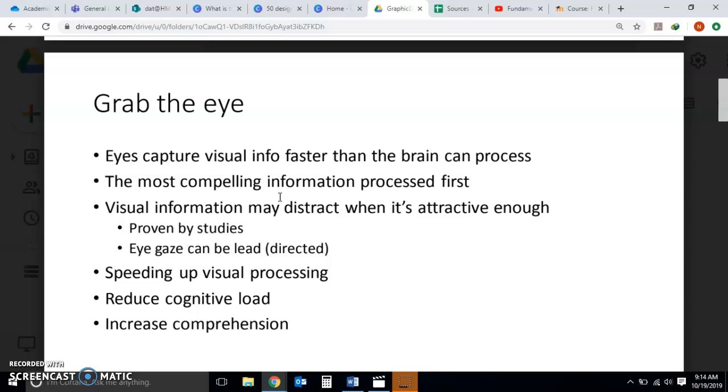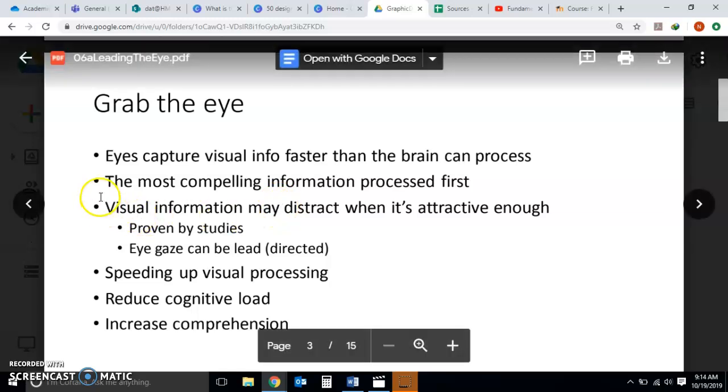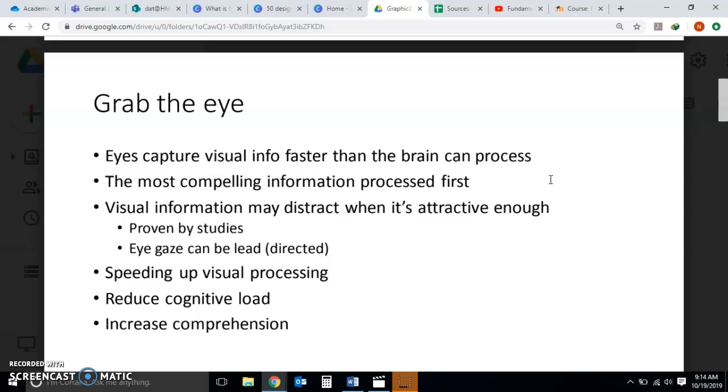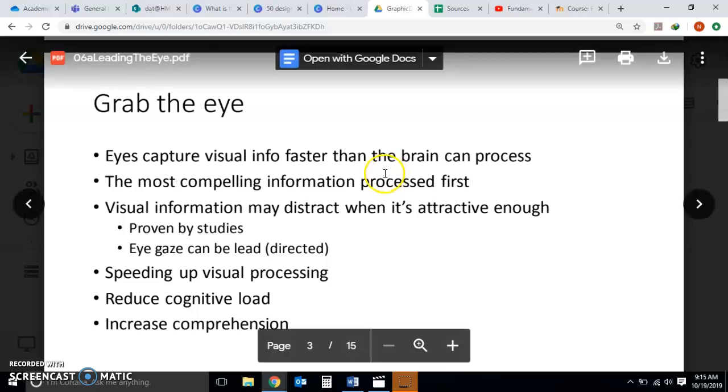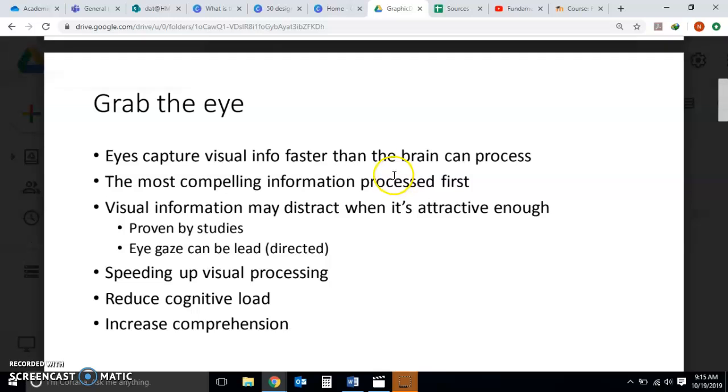So actually the eyes capture visual info faster than the brain can process, right? And the most compelling information will be processed first, meaning the eyes will be led there first. If it's very dramatic, very compelling, or attracts the most attention, you go there and try to figure that out first. This comes from human survival. Sometimes we perceive something as important for our survival, so we process that first.